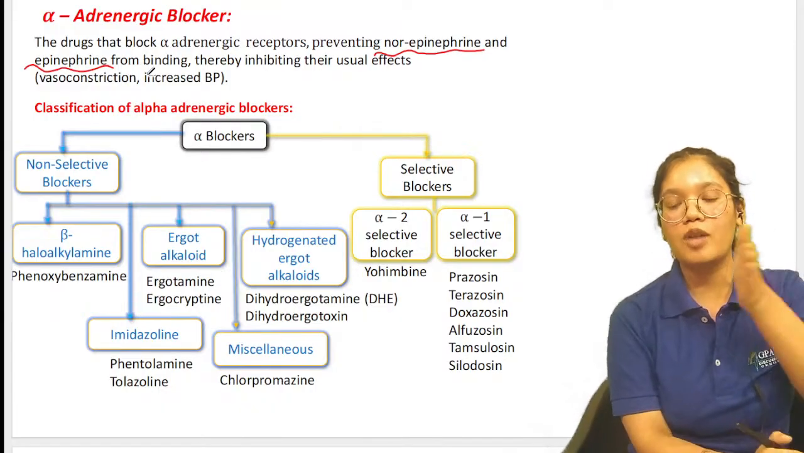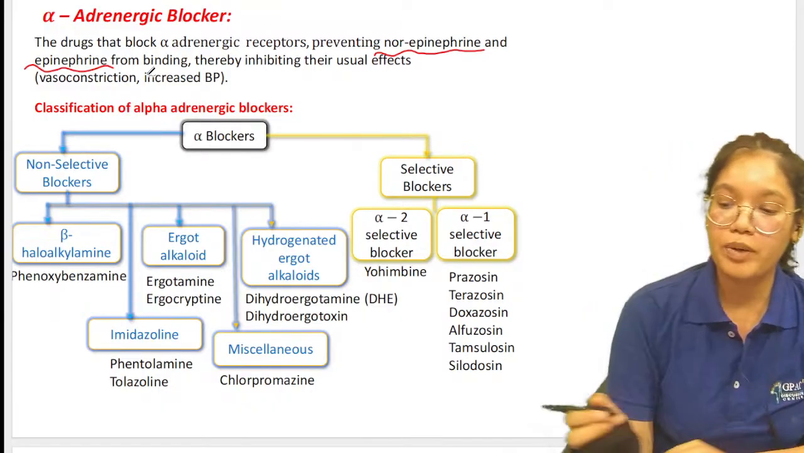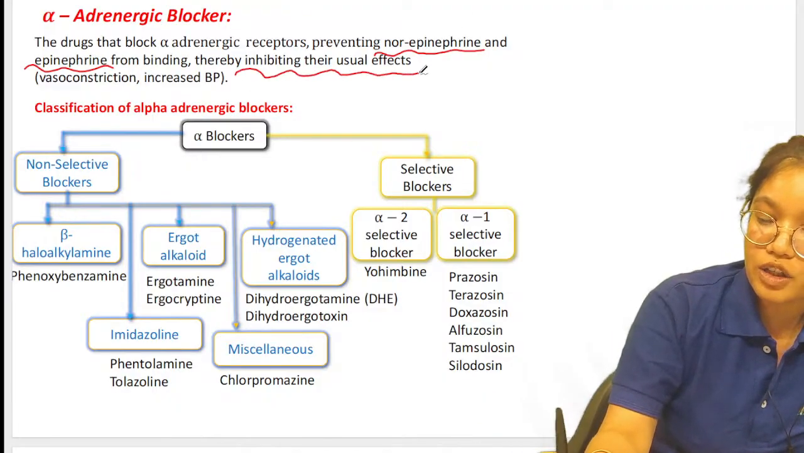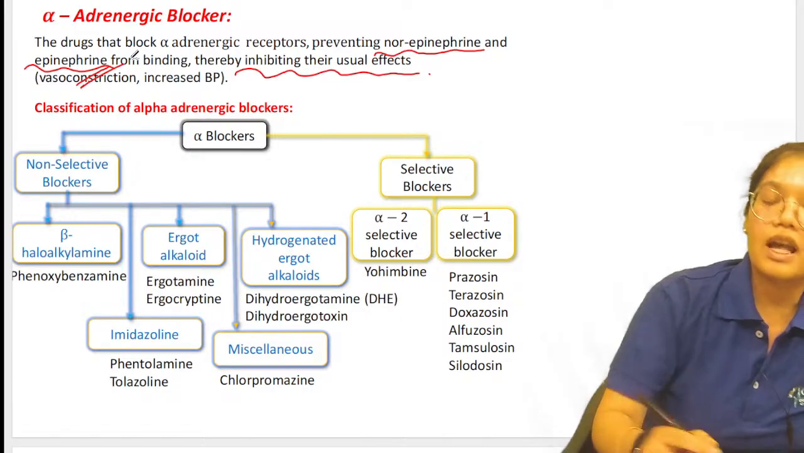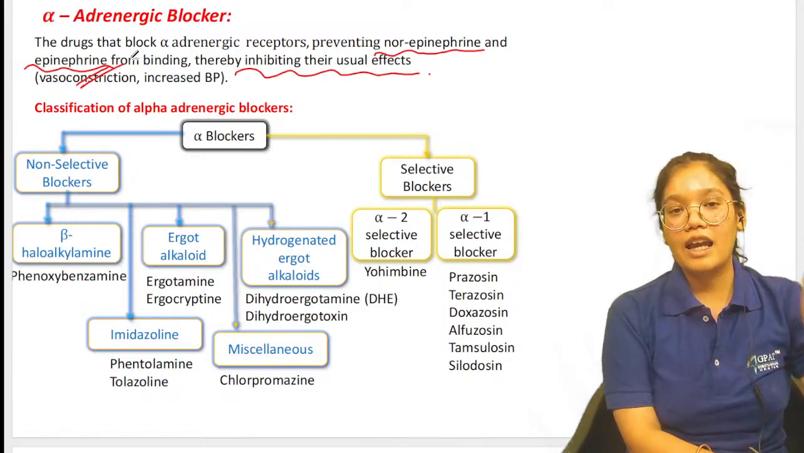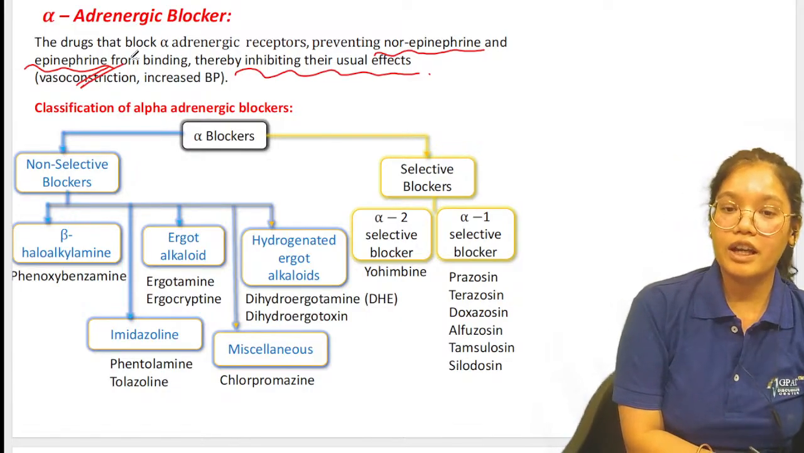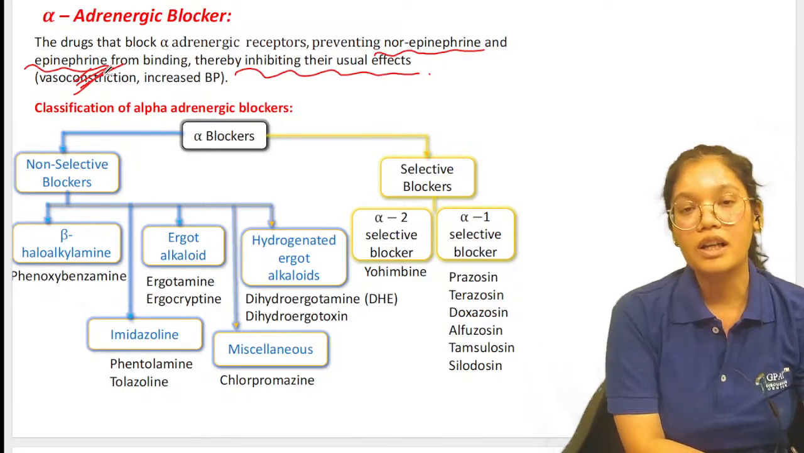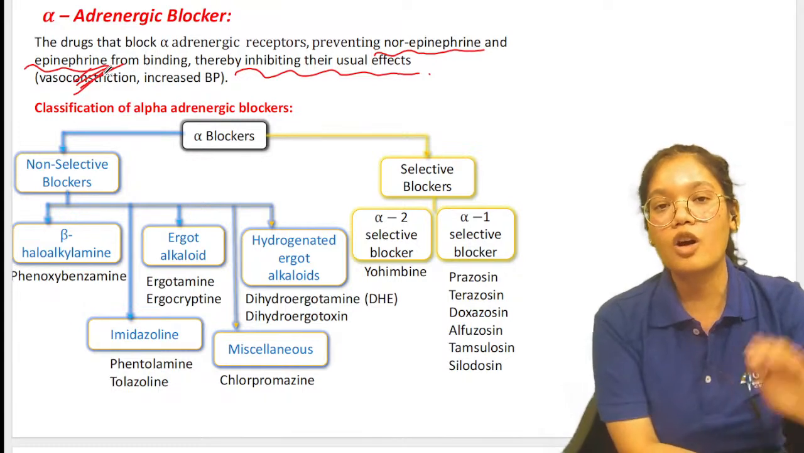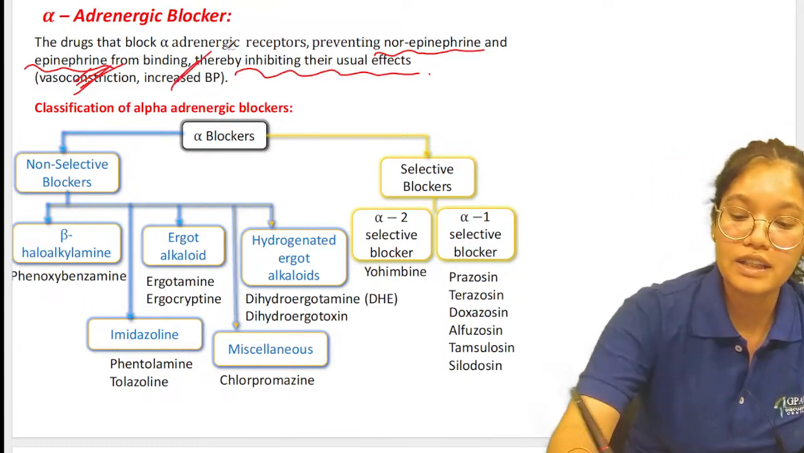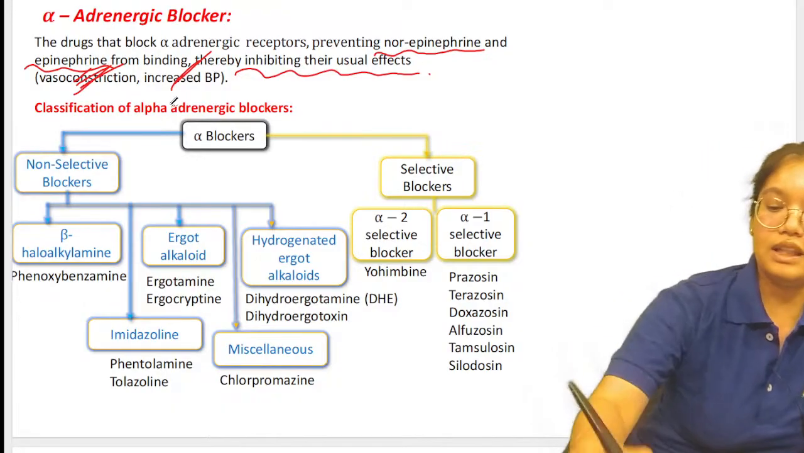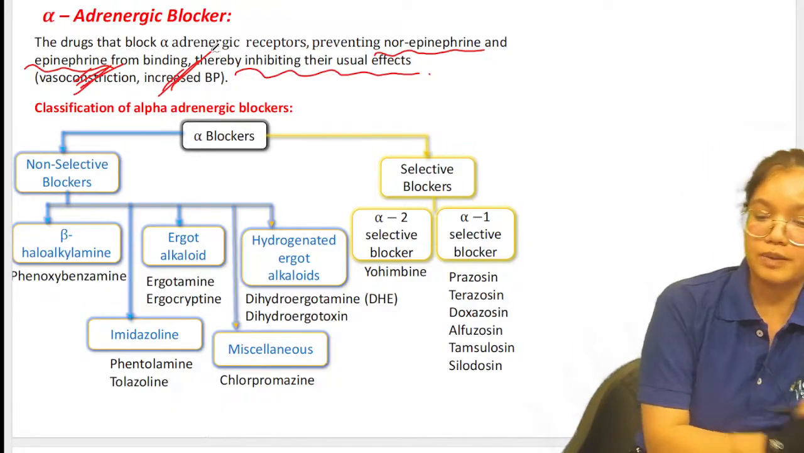So these alpha blockers, they inhibit or prevent their action. Now they inhibit the usual effects like vasoconstriction. As I told you, the alpha receptors, when they were activated, were causing vasoconstriction. So these alpha blockers will act against it. So they will cause vasodilation, and lowering of BP, these alpha adrenergic blockers.